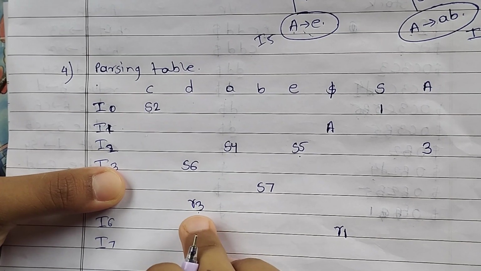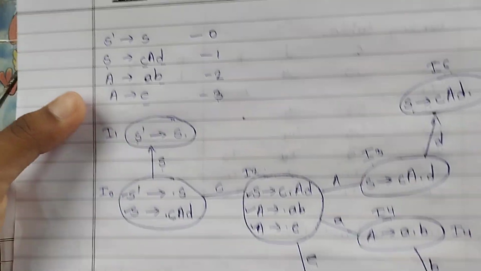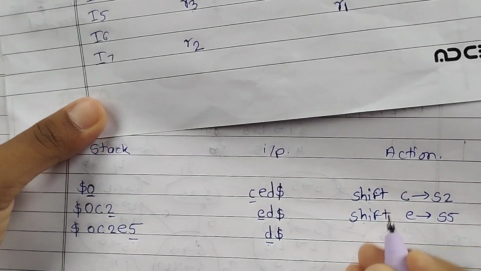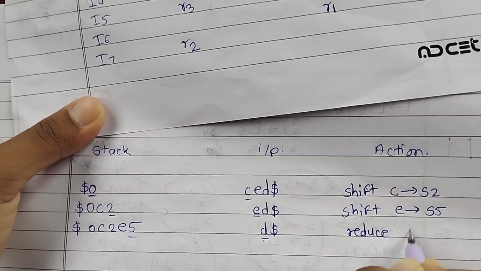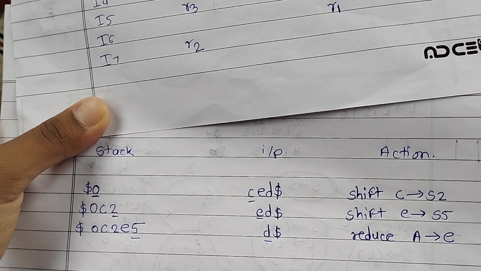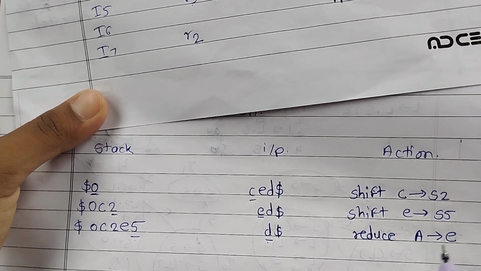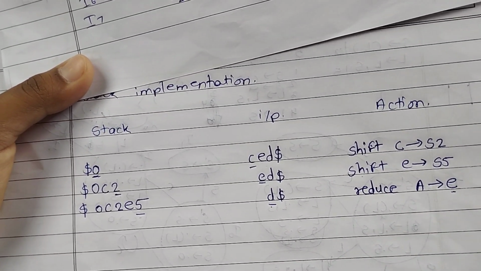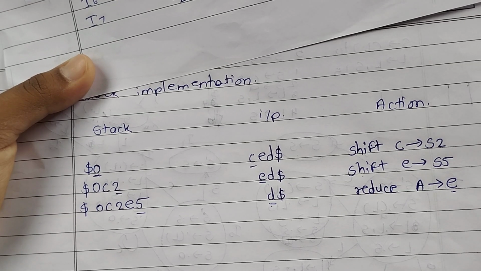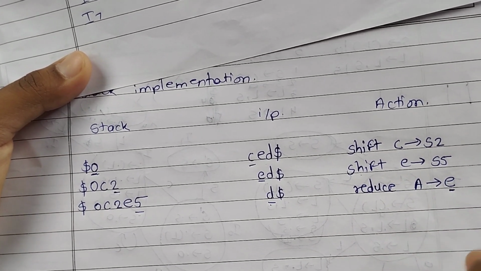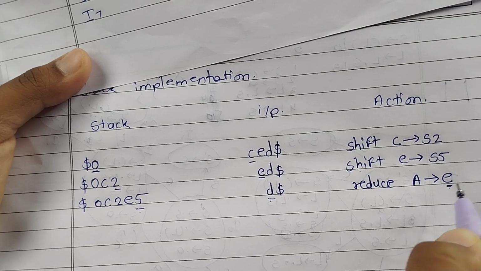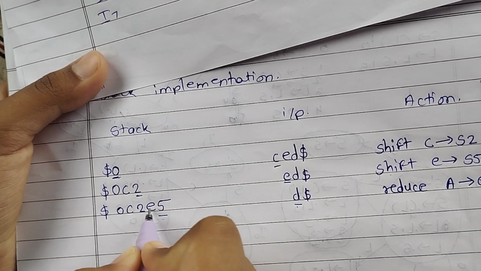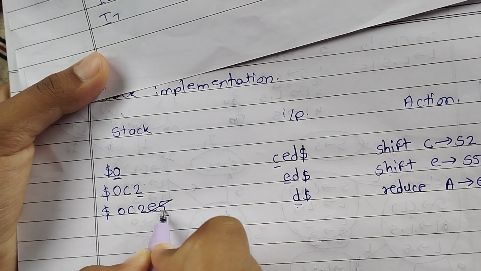So 3 means we check the grammar production number three. The third production is A reduces to epsilon. So here we perform the reduce A → small e. Now we reduce one variable, and if you check my LR0 parser video, I clearly mention how we reduce the grammar. For one variable we remove one variable and one number from the top of the stack. So for one e we reduce this e and 5, meaning one variable, one number.